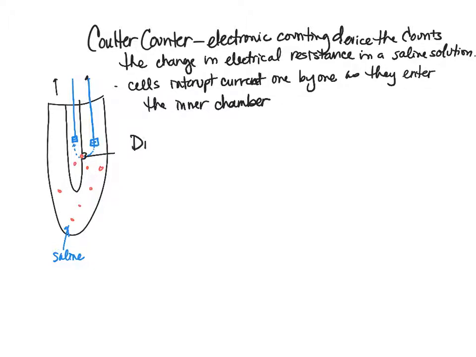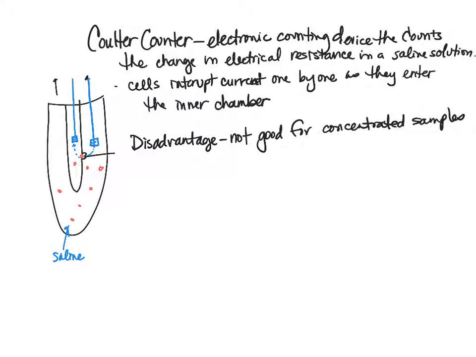Now, this is a disadvantage in a way. A disadvantage is that it's not good for concentrated samples. That's because if we have such concentrated samples that we have many, many bacteria kind of forcing their way through, it's not going to give us an accurate reading. So that can be difficult if there's a lot of bacteria in the sample. Also, it's not going to discriminate between living and dead cells. It's just this change in resistance. So we can have debris, or dead cells, or living cells moving through there, and it's going to count it.